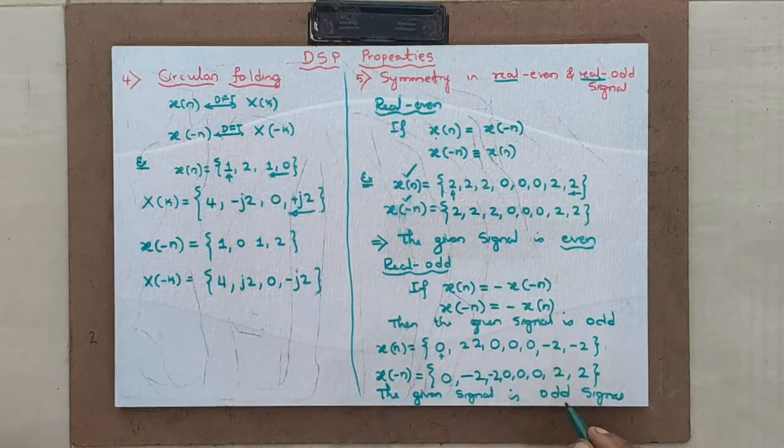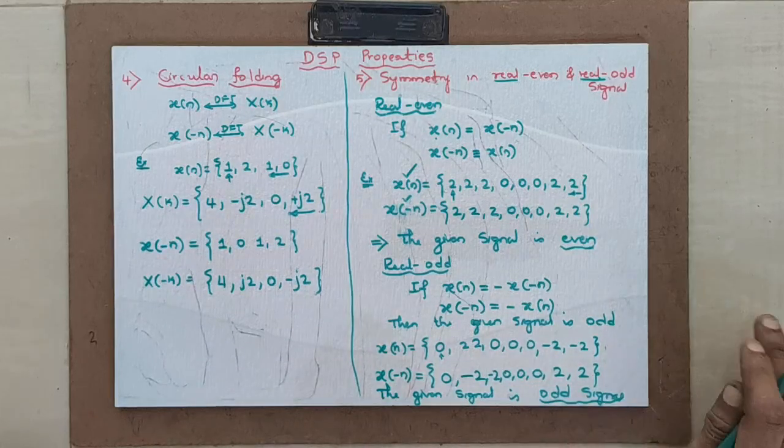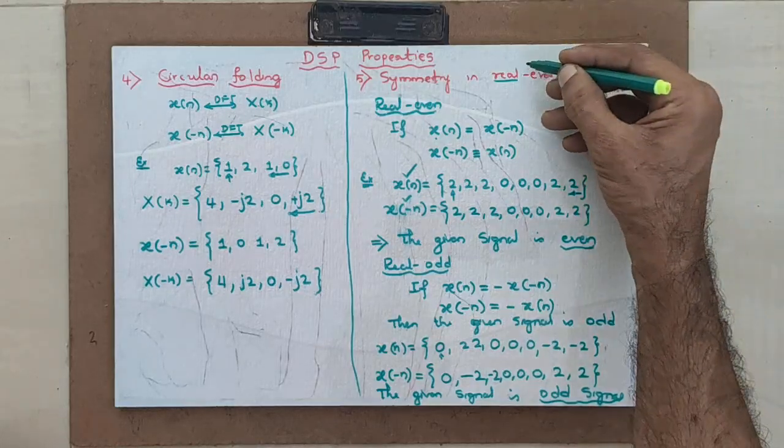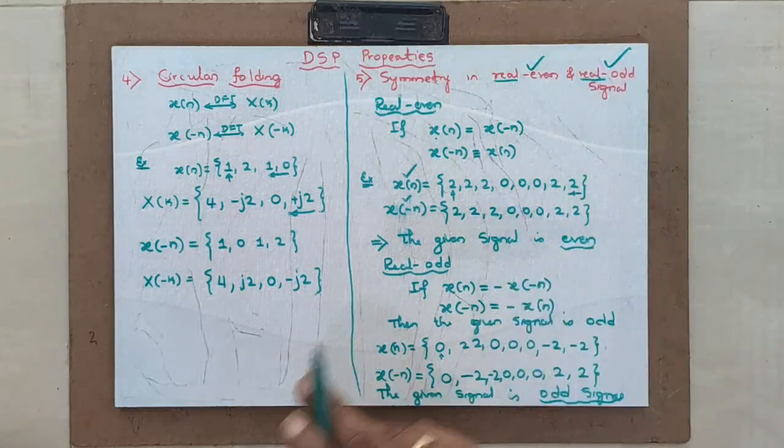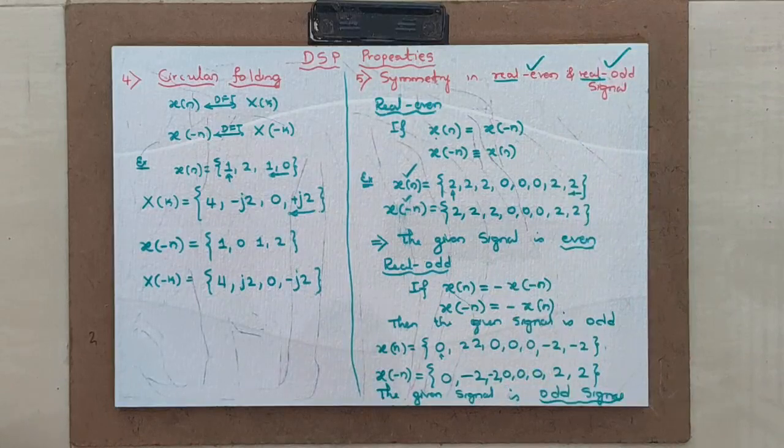Hence the given signal is odd signal. I hope you understood what exactly is real even signal and real odd signal. In the next board I will explain what exactly happens with the DFT of even signals and odd signals. Let me clarify that.